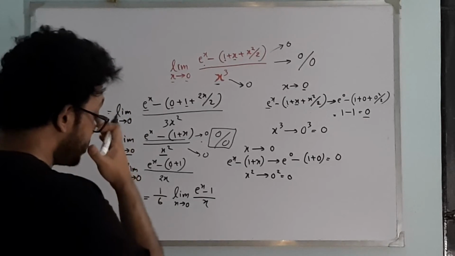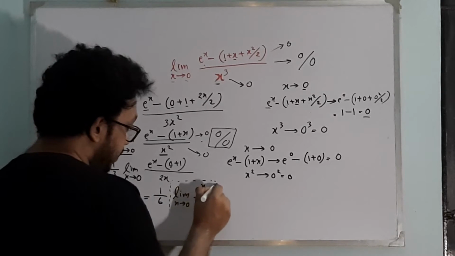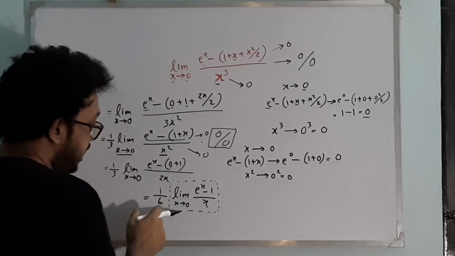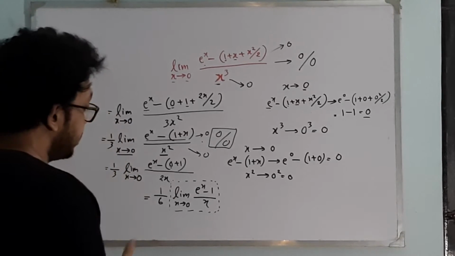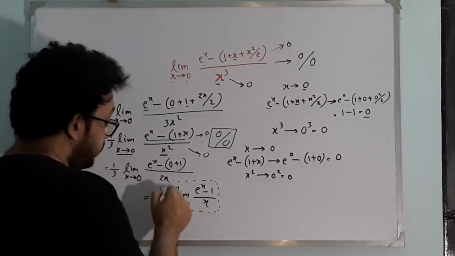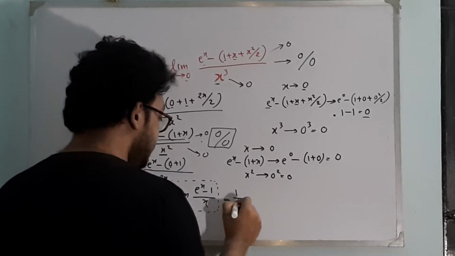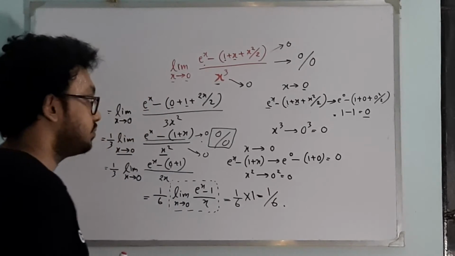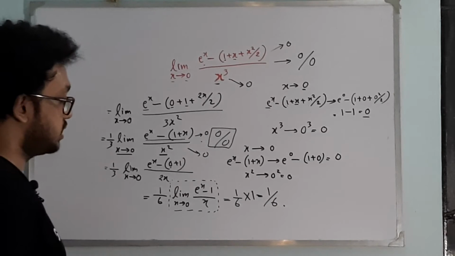Now observe one thing. This limit is already a standard limit whose value should already be known to you, right? Limit x tending towards 0 e to the power x minus 1 divided by x is a standard limit whose value should already be known to you. And we know that the value of this standard limit is 1. So I will have finally the answer 1 by 6 multiplied by 1 equals 1 divided by 6, right? So the final value of this answer is 1 by 6.